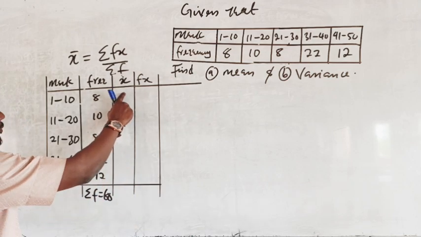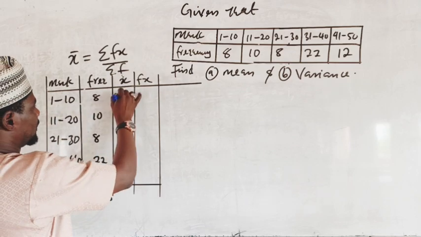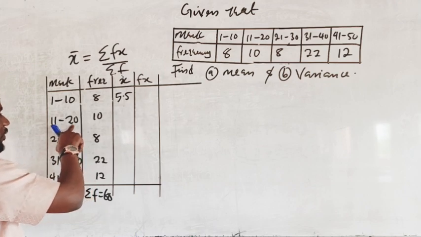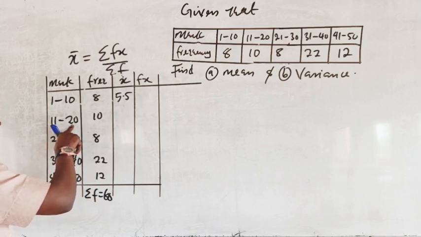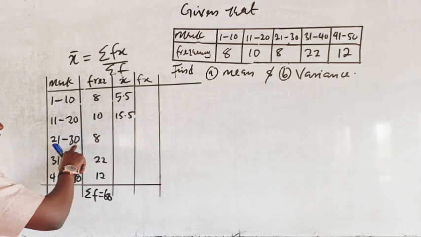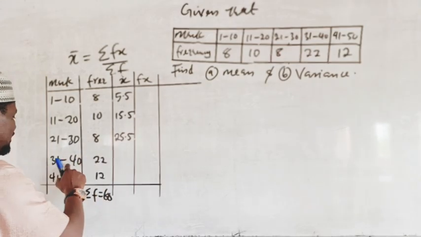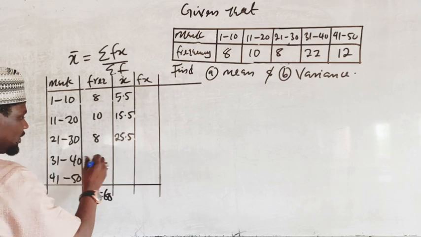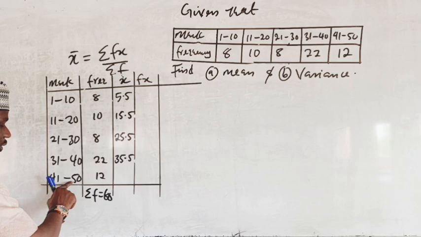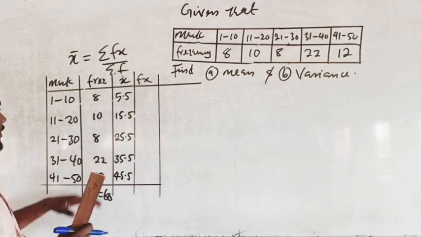Let's find our mid value. 1 plus 10 is 11, divided by 2 is 5.5. 11 plus 20 is 31, divided by 2 is 15.5. 21 plus 30 is 51, which gives 25.5. Here 31 plus 40 is 71, which is 35.5. Here 41 plus 50 is 91, which is 45.5. So this is our class mid value, which is the value of x.